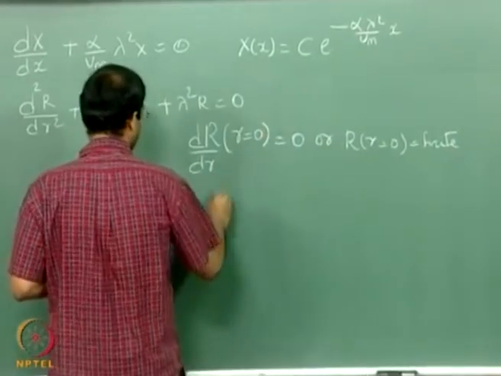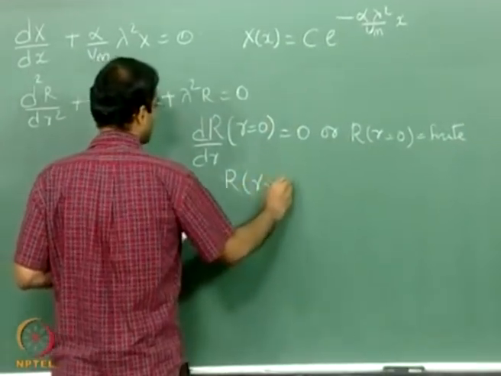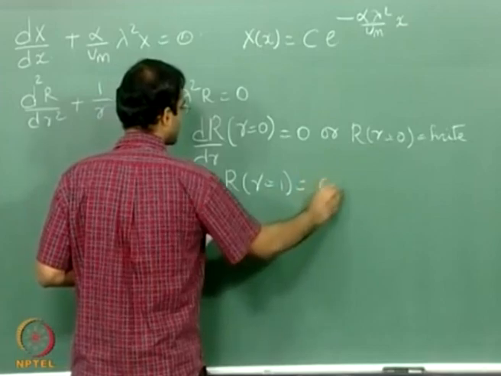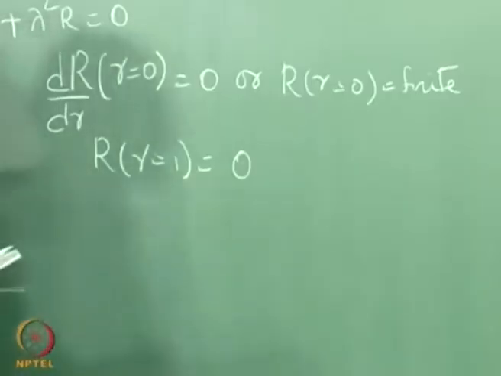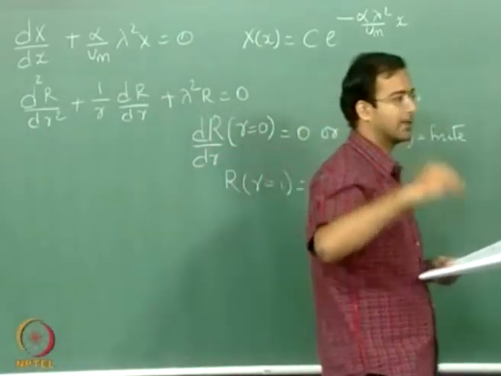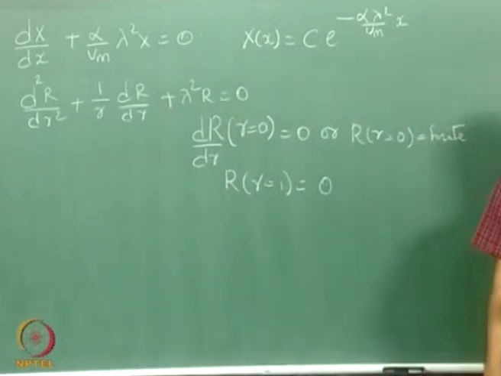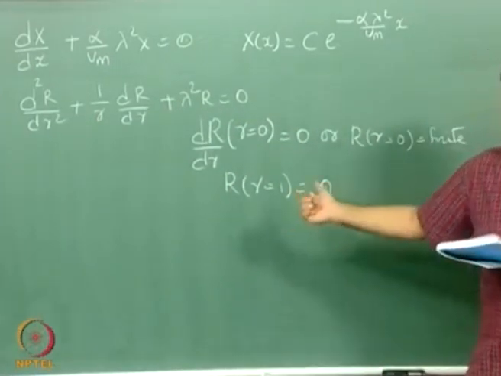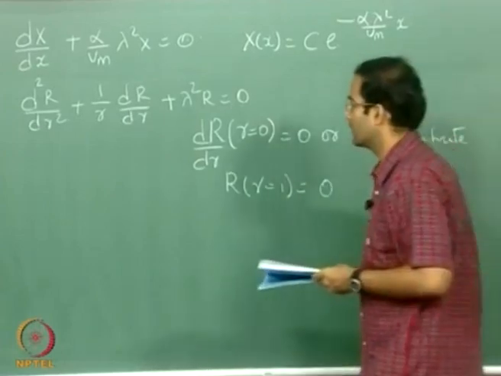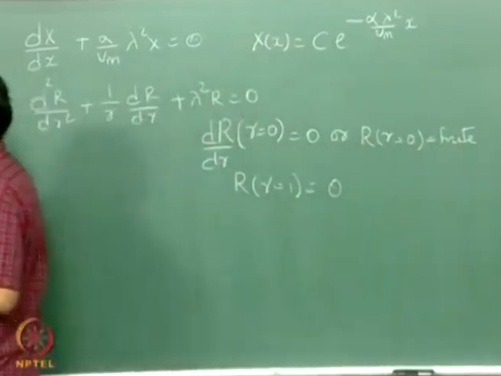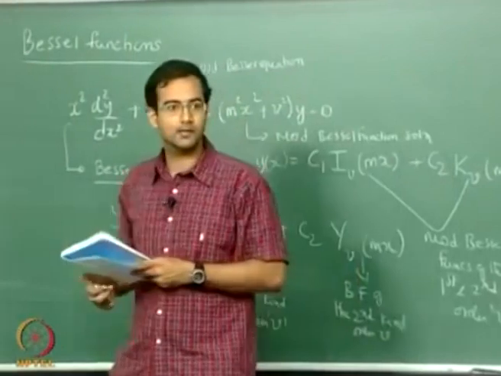The other condition: R at r equal to 1 should be 0, because the temperature there at the wall is constant wall temperature, so theta has to be 0. Therefore R at r equal to 1 has to be 0. So now you compare this with your Bessel equation.